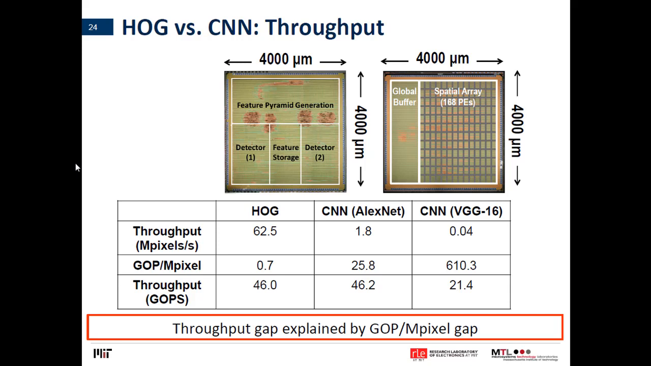And so if we divide this out in terms of throughput, if we just look at raw GOPS, then they're about the same. It's not too bad. VGG is a little bit worse, maybe because of the mapping, but in general, on average, it's the same.